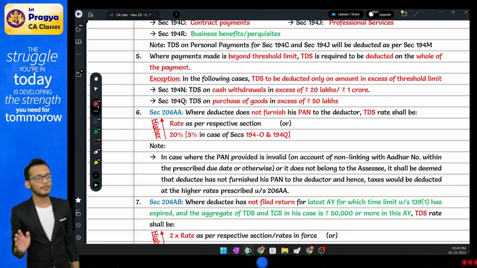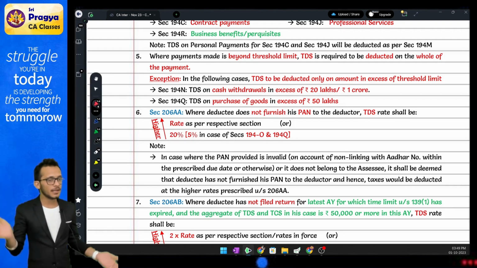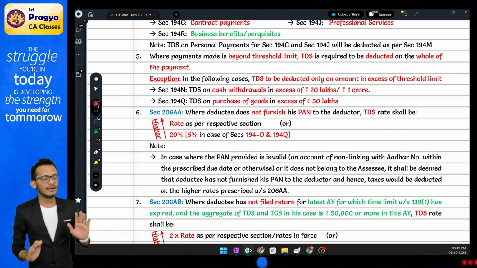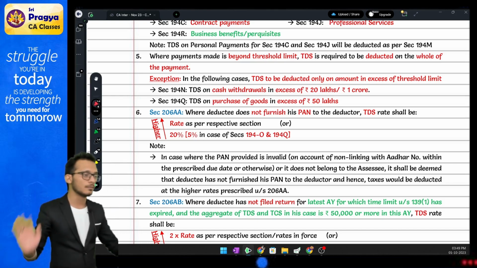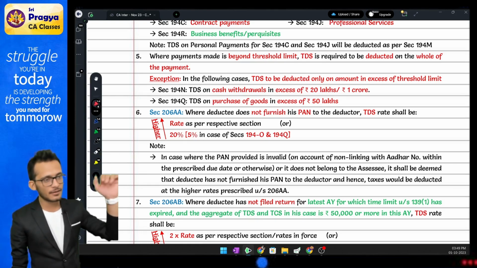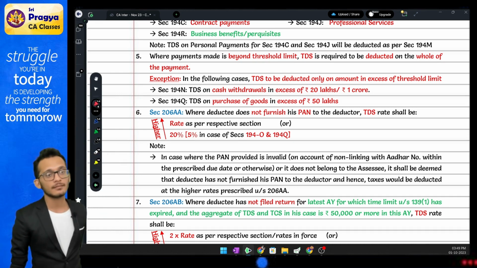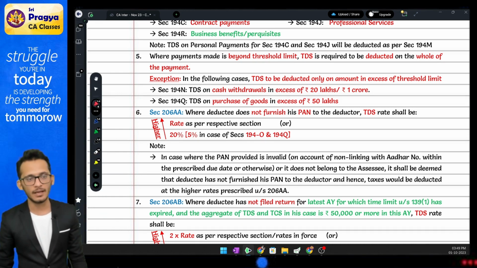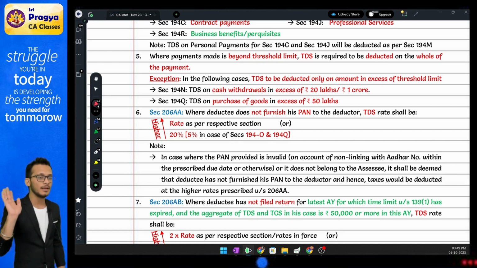Rahul, I find out that the person is not giving me PAN and is also not giving me the return. What to do? In that case, whichever is highest of all the two. If twice is higher, twice; if 5 is higher, 5; if 20 is higher, 20. All the three will come in. This is what the section says. With me till here? These are the golden rules.